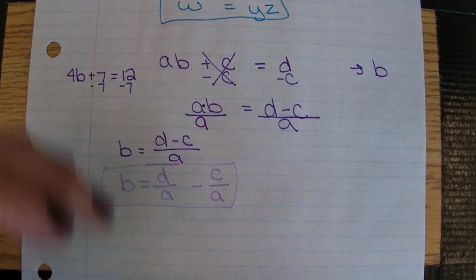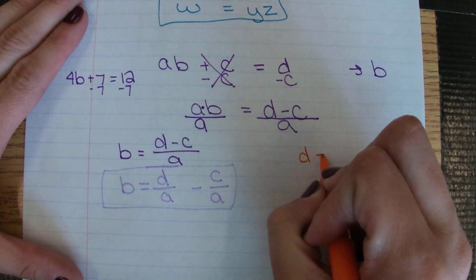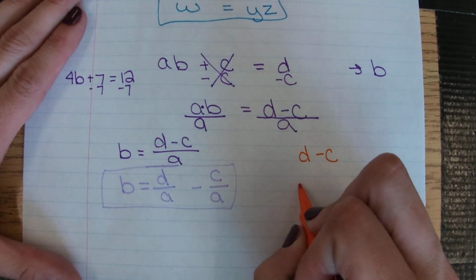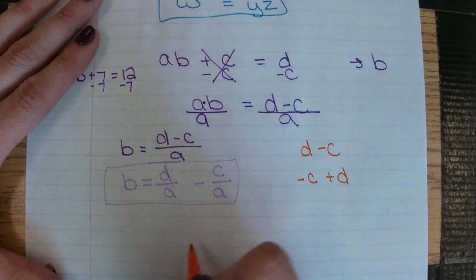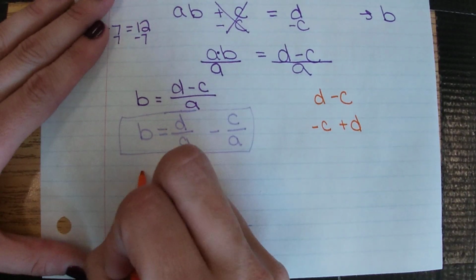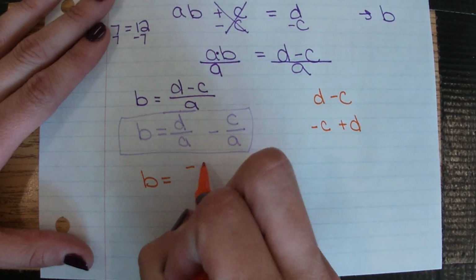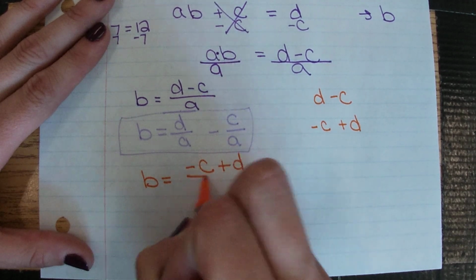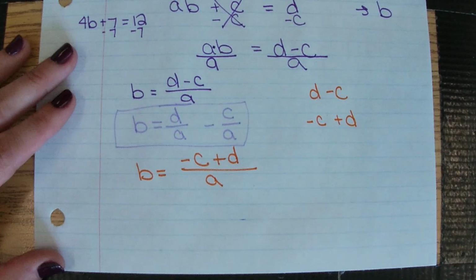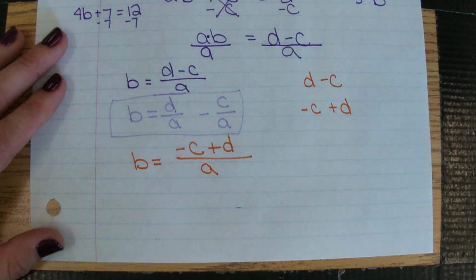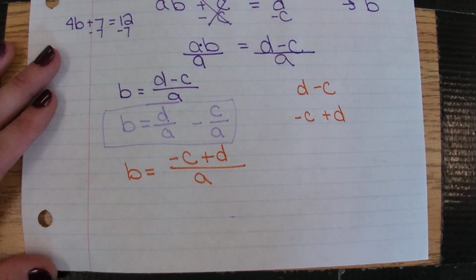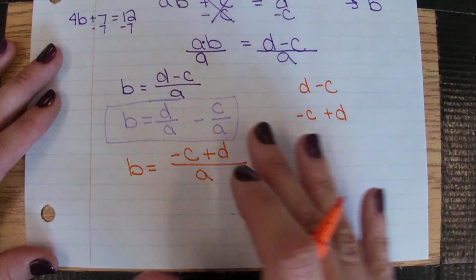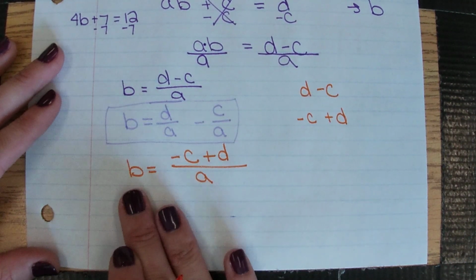Maybe the order is changed, right? We should know that d minus c is the same thing as a negative c plus d. And so it would be fine if we said b equals negative c plus d over a. Okay, that's going back to knowing your rules of what works in addition and what works in multiplication. That's not an issue with you understanding how to solve.